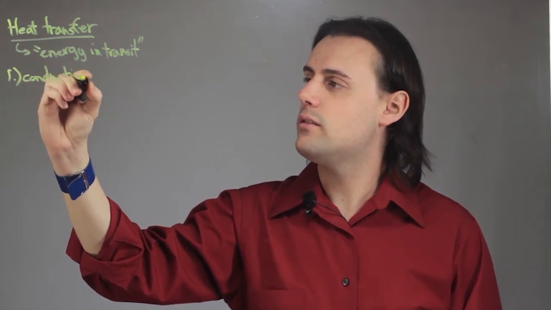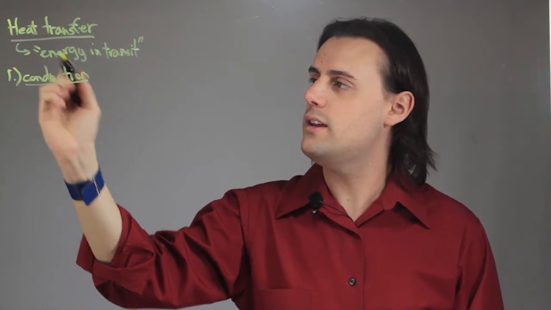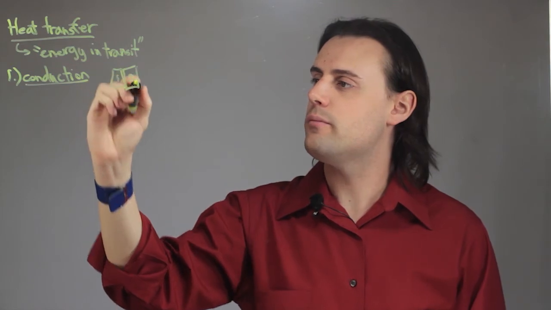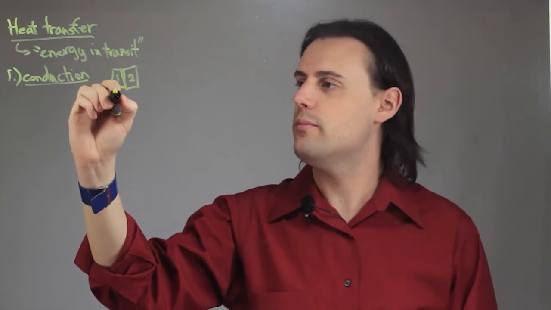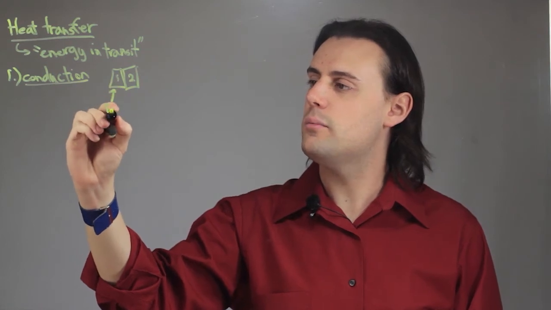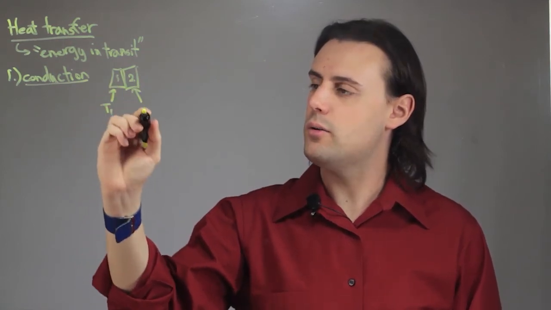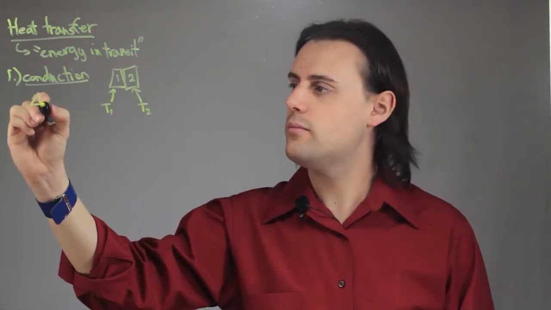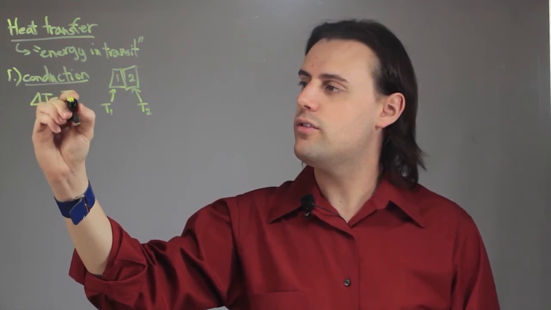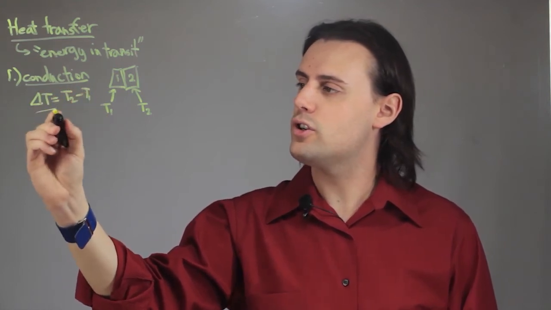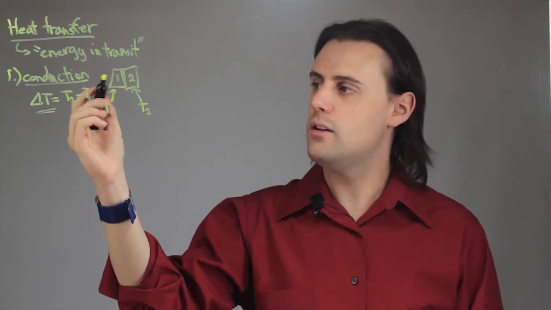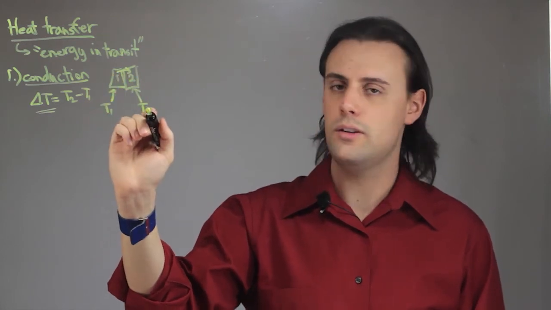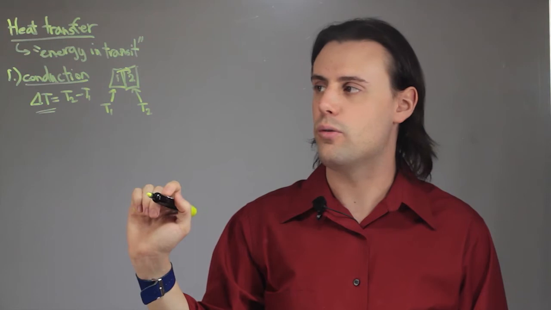and conduction describes the process of heat transfer when two materials are in contact with each other, and they are at different temperatures. So material 1 will be at temperature 1, and material 2 will be at temperature 2, and there will be a temperature gradient that's equal to the difference in the temperatures. And this temperature gradient is what will drive the transfer of heat energy between the two materials, or from the hotter one to the colder one.